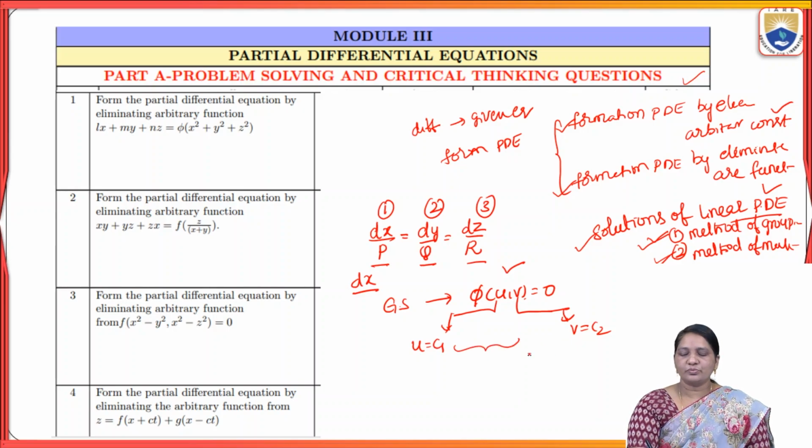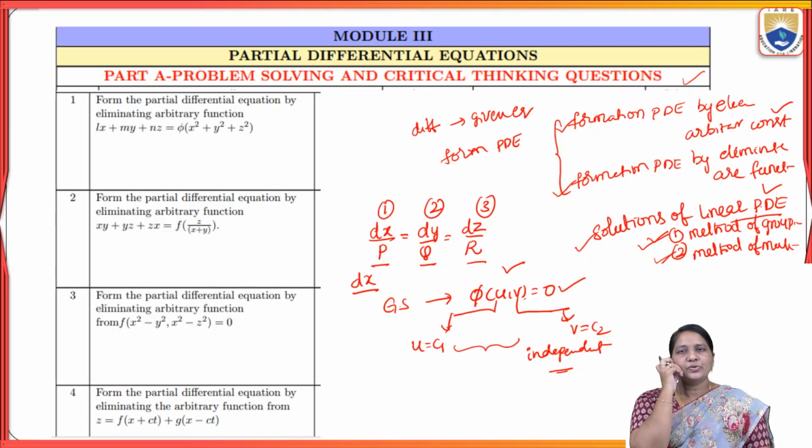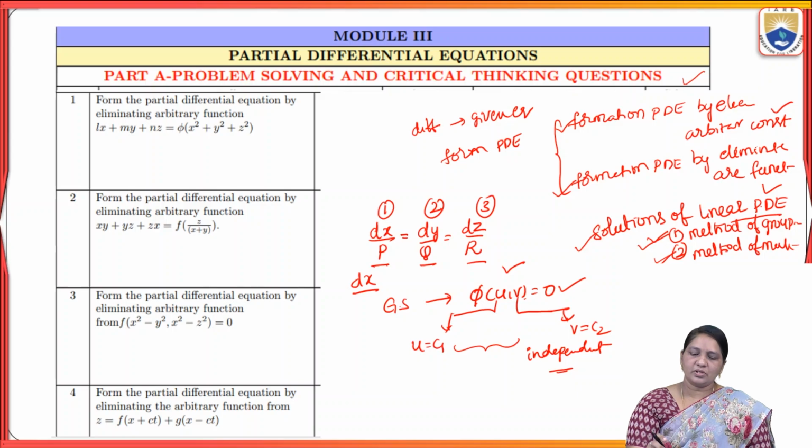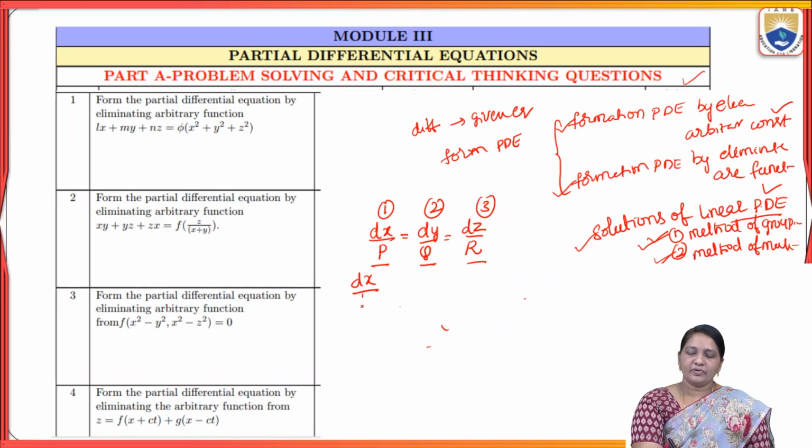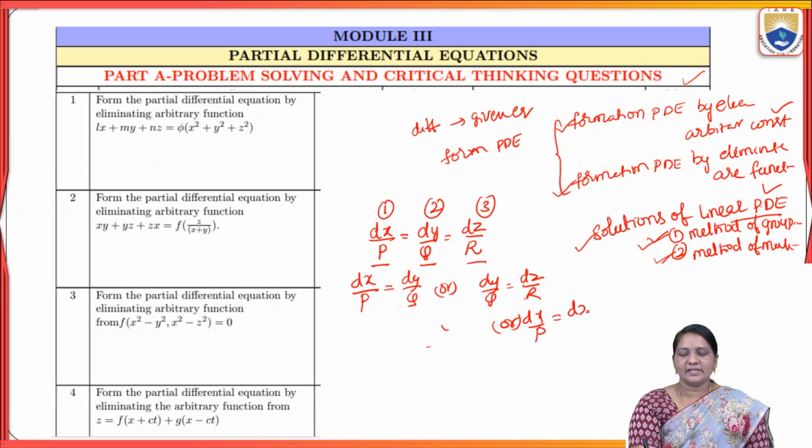These two solutions should be independent. That is the condition you have to remember. Then we can write the general solution as phi of u comma v equal to 0. To get this solution, we follow the method of grouping first. In the method of grouping, we take the set of equations dx by P equal to dy by Q, or dy by Q equal to dz by R, or dx by P equal to dz by R.